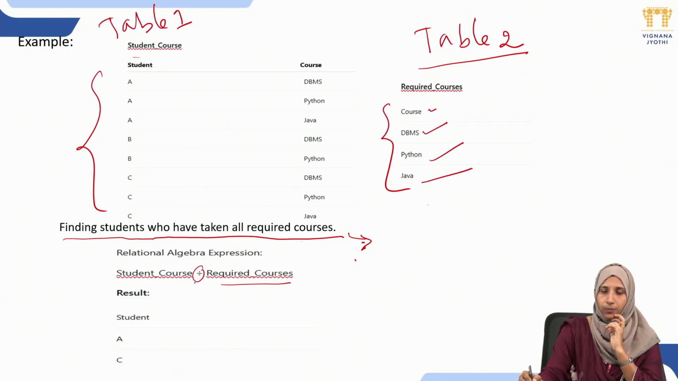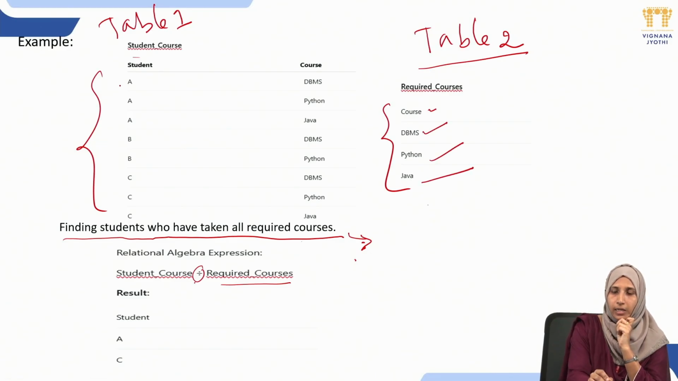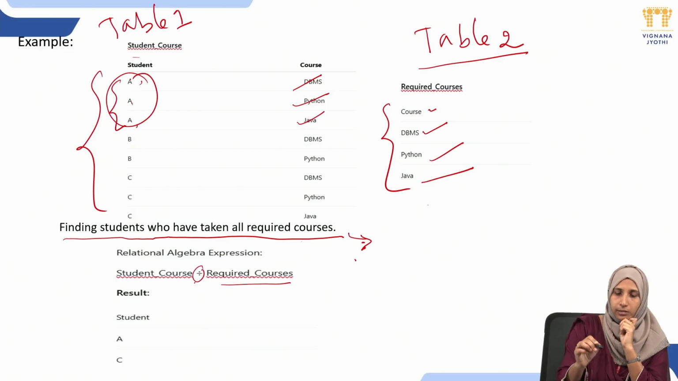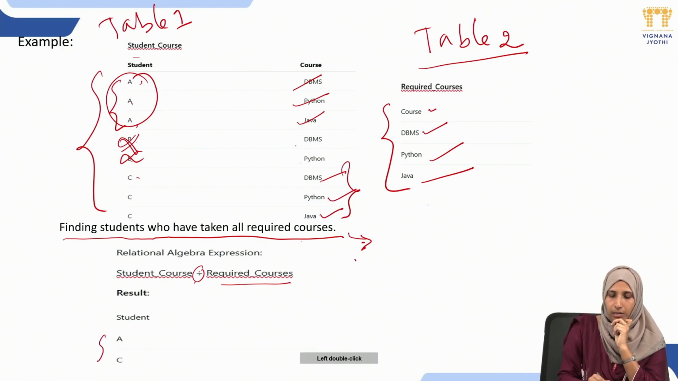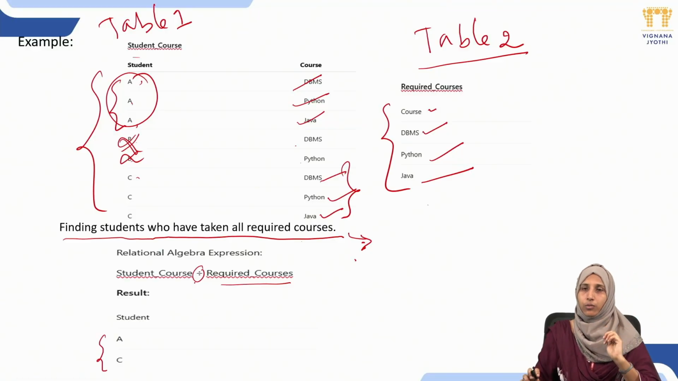DBMS, Python, Java. We'll start with A. Student A has enrolled in DBMS, Python, and Java. That means A is one of our results. Second, we'll check B. B has enrolled in DBMS and Python, but B has not enrolled in Java. That means B doesn't come under the result. C enrolled in DBMS, Python, and Java. That means A and C are our result. In such cases, we'll use the division operator.